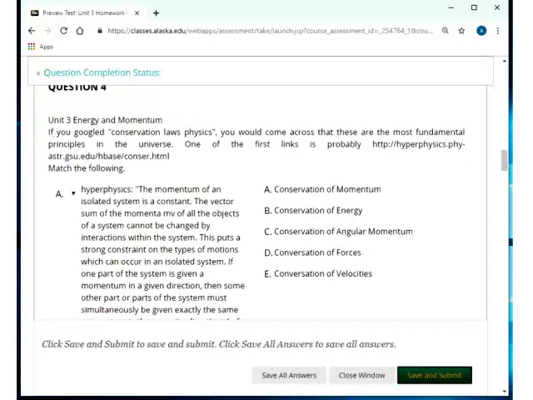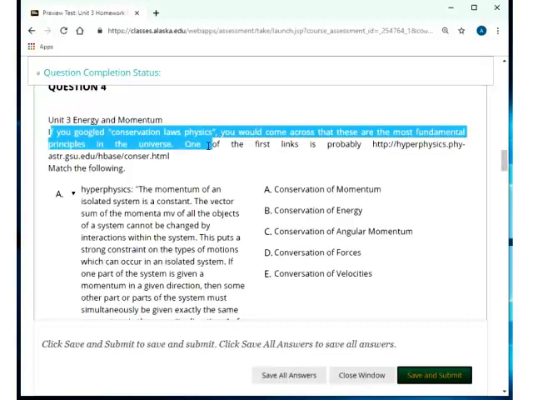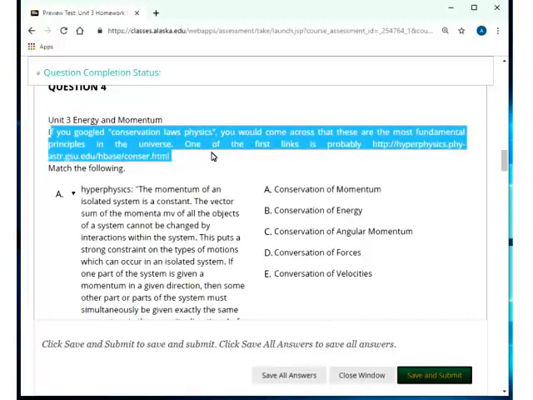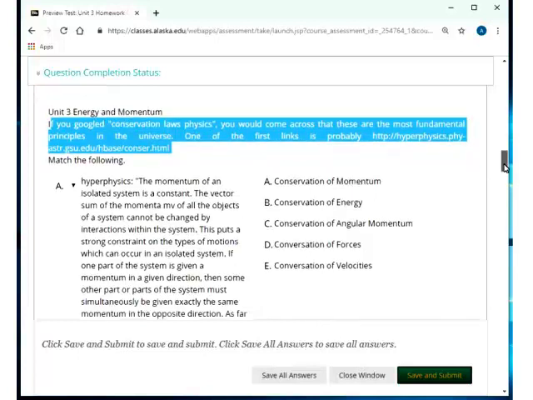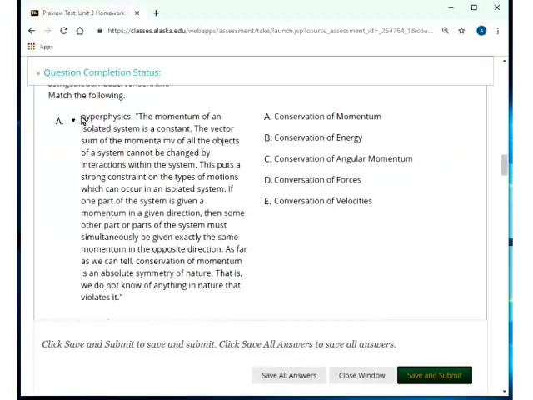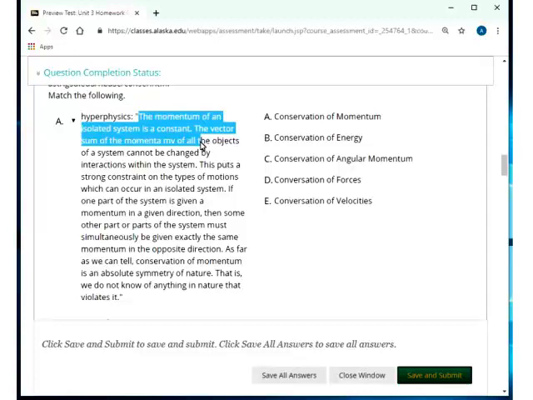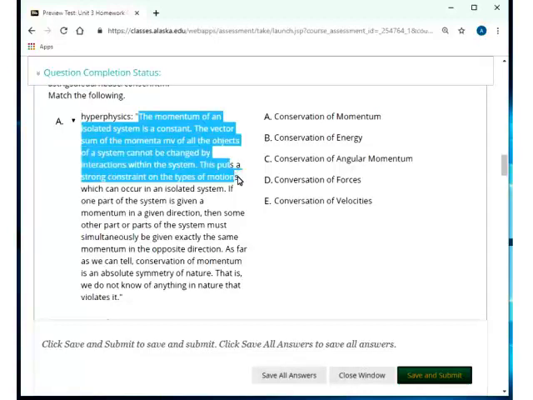If you Google conservation laws physics, you would come across that these are the most fundamental principles in the universe. One of the first links is probably the hyperphysics one. Hyperphysics and Wikipedia are the go-to websites for me when I teach physics. So here are the quotes from hyperphysics. The momentum of an isolated system is constant. The vector sum of the momenta of all objects and so on. You can read this here.